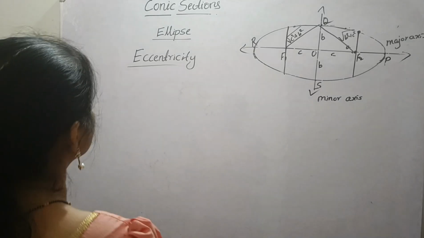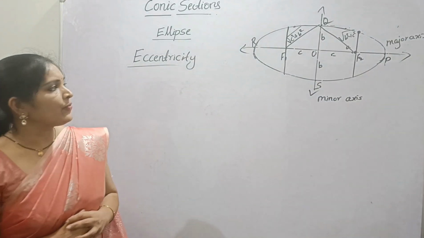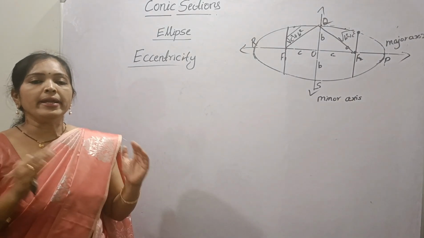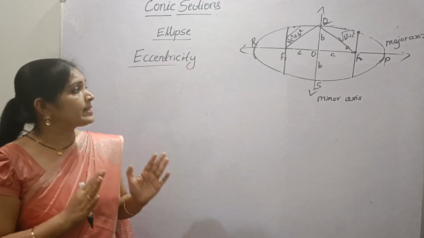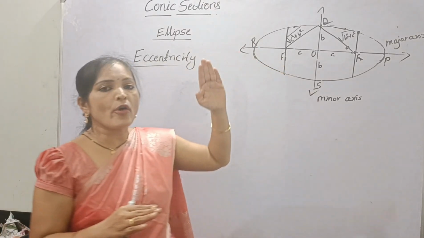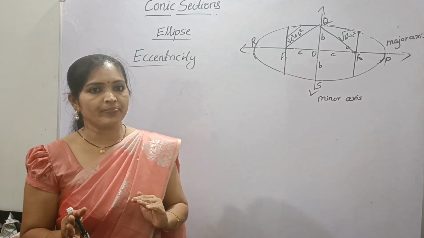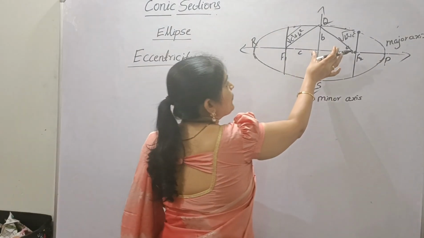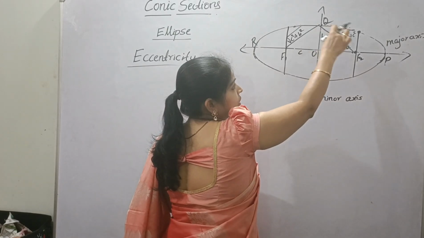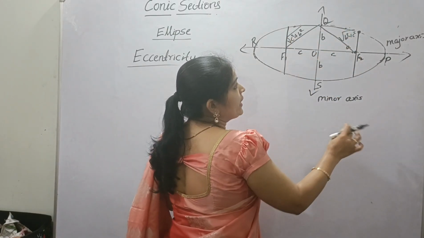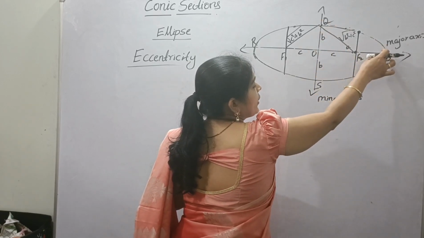Next is the eccentricity of the ellipse. What is the eccentricity of the ellipse? Eccentricity is the ratio of the distance from the center to one of the foci, to the distance from the center to one of the vertices.